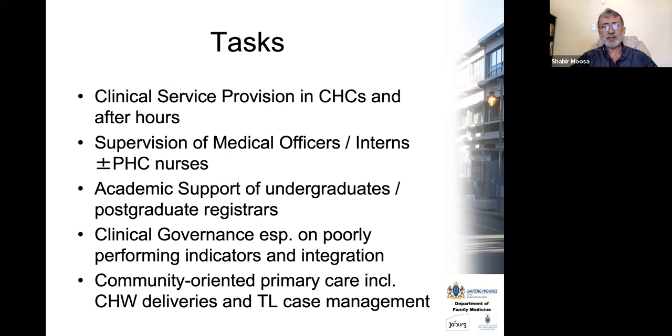A lot of our work is in fact on clinical governance, and usually these are meetings and visits to different clinics, looking at poorly performing indicators and the way in which we can integrate care more appropriately. There is also the expectation that the family physicians support community-oriented primary care. They do that in differing amounts, but that's a lot of the work which is done in Chiawelo community practice. And I think that is going to be part of our program, which includes community health worker delivering program and case management. And we'll get to showing you more about that as we go along.